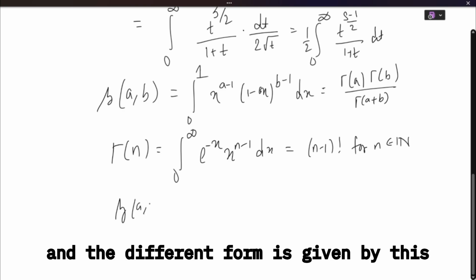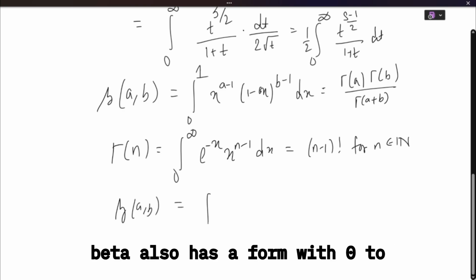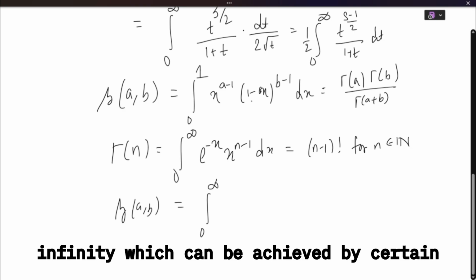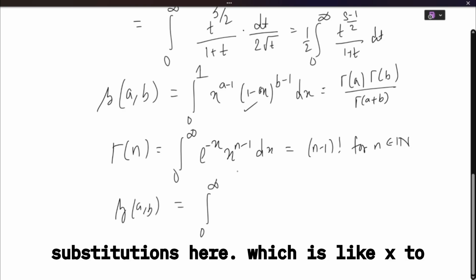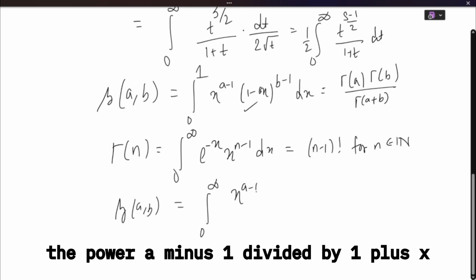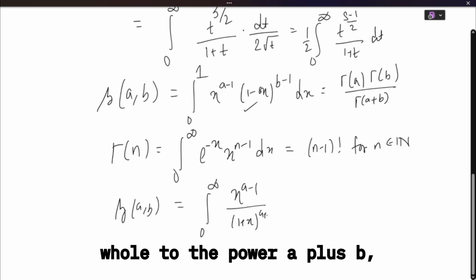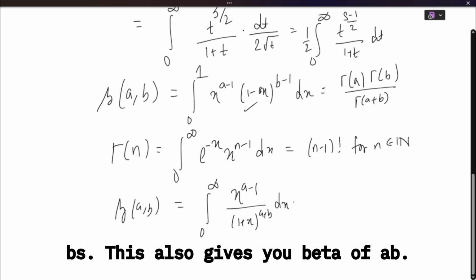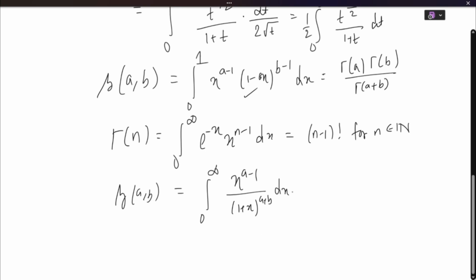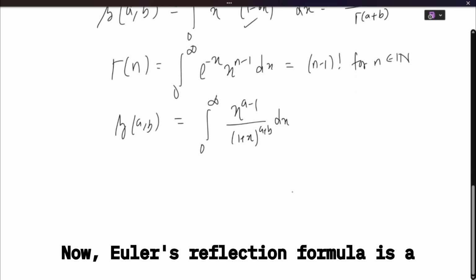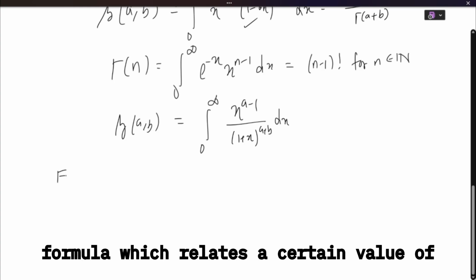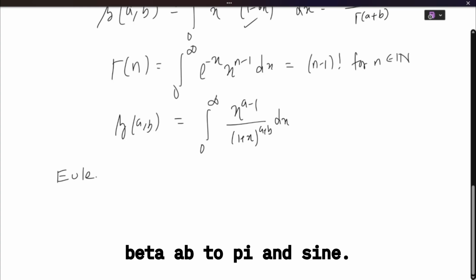The different form is given by this. Beta of a comma b also has a form from 0 to infinity, which can be achieved by certain substitutions: x to the power a minus 1 divided by (1 plus x) to the power a plus b dx. This also gives you beta of a, b. Now, Euler's reflection formula is a formula which relates a certain value of beta a, b to pi and sine.